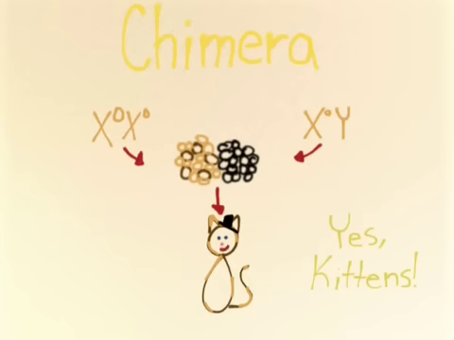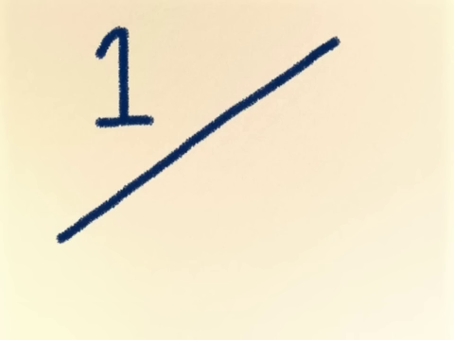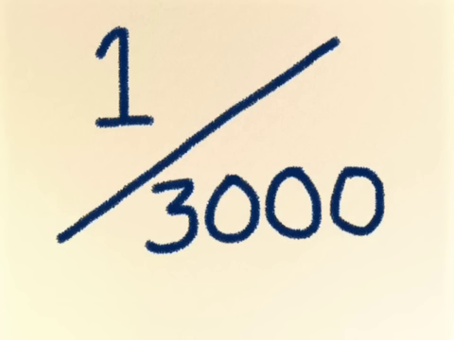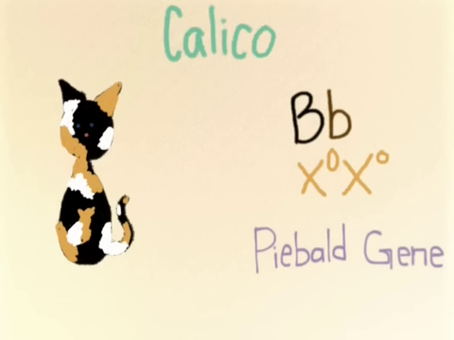Now this cat can reproduce, but it will only pass on the genes from the clump that coded for its reproductive organs. But this is very rare, and only 1 in 3,000 calico cats is male. And this is why it's most likely that if you see a calico cat, you're looking at a female.